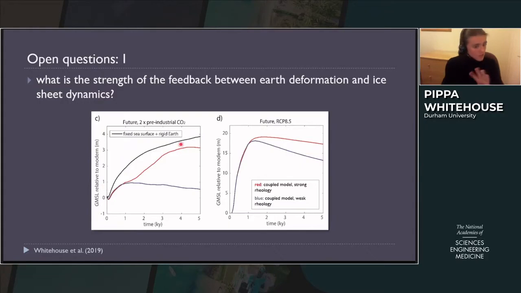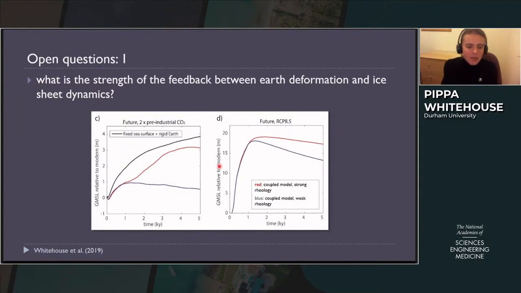The black line is one with no feedbacks, so we get this runaway ice loss situation. The red one includes feedbacks, but it uses a strong Earth model. The blue one uses one of these weak Earth models. So we can see on the side here, this is global mean sea level implications. We prevent the collapse of West Antarctica. There's nothing we can do about it, particularly we can't change mantle viscosity, but it will be prevented if the mantle viscosity is lower under West Antarctica versus if it is stronger.